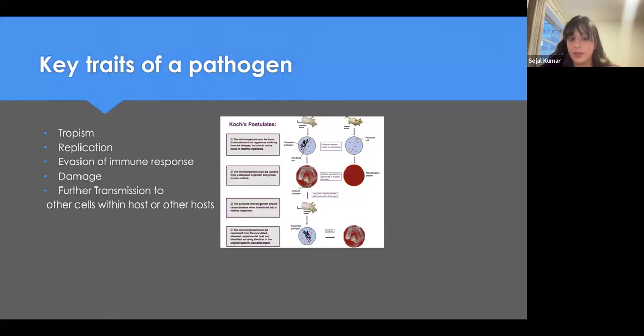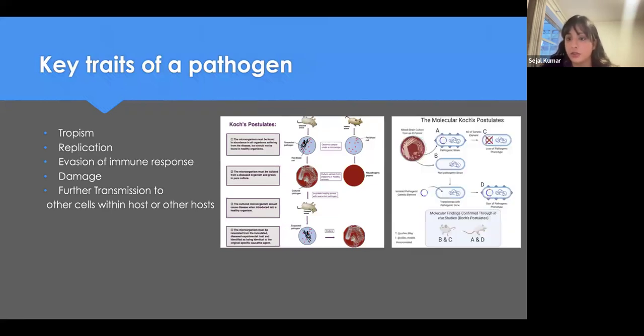So the microorganism needs to be found in all organisms suffering from disease. You need to be able to isolate it. It shouldn't be found in healthy individuals. And once you isolate it, you need to be able to grow it in pure culture. And then if you reinfect a healthy organism, that should cause disease in that organism. And when you isolate the microorganism from the organism that has become diseased because you introduced something to it, that should match the microorganism that you previously isolated earlier. Basically, it's criteria for how you know a pathogen is involved in an infection.